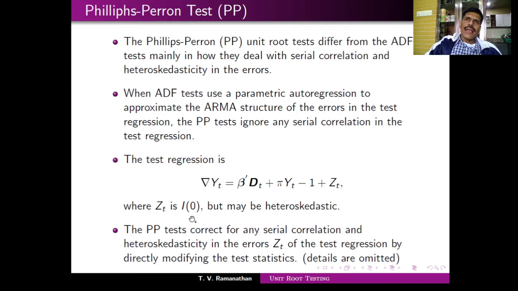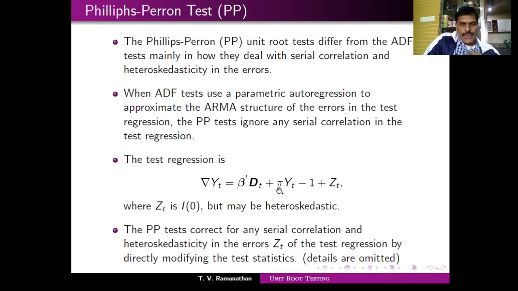The hypothesis is the same. Under the null hypothesis, you have I(1). Under the alternate hypothesis, you have I(0). So under the null hypothesis, you have a non-stationary model, phi equal to 1, which is the same as pi equal to 0 that you are testing. And then the alternate hypothesis is pi less than 0.